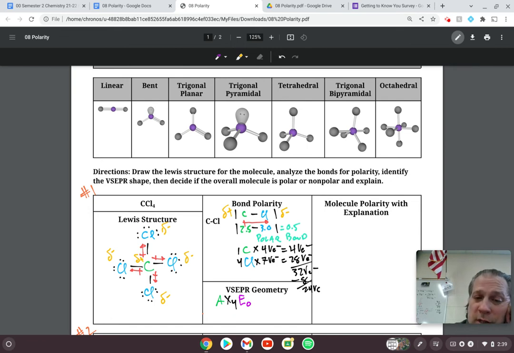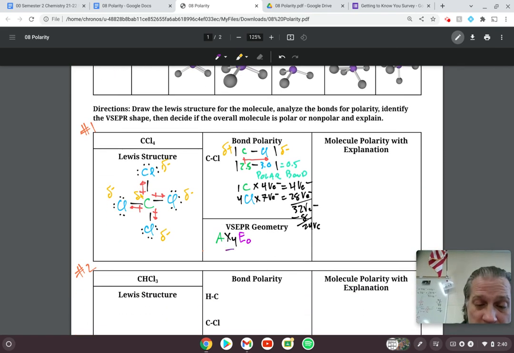So in terms of CCl4, right, there's a central atom, and every single one of these structures has a central atom. It's the purple sphere. And then in the case of linear, there are 2 things bonded to the central atom. In the case of bent, there are 2 things bonded to the central atom plus the unshared pair of electrons. In the case of trigonal planar, there are 3 things bonded to the central atom. In the case of trigonal pyramidal, there are 3 things bonded to the central atom plus the unshared pair of electrons on the central atom. In the case of tetrahedral, there are 4 things bonded to the central atom and no unshared pair of electrons on the central atom. So that matches up there. So that tells me that the VSEPR geometry is going to be tetrahedral.